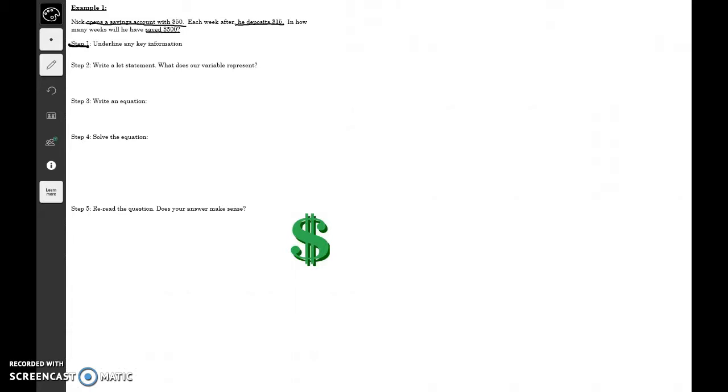Next, in step 2, it says we want to write a let statement. So what does our variable represent? When we read this, it says Nick opens a savings account with $50. Each week he deposits $15. So basically Nick is going to be putting $15 into his account every week. So if he's putting $15 in his account every week, then when we multiply $15 times the variable, the variable is going to represent how many what? Weeks. So here we're going to say that X is equal to the number of weeks.